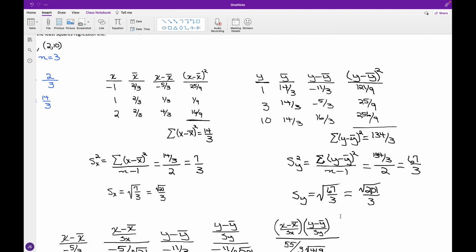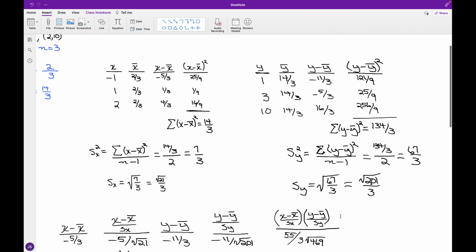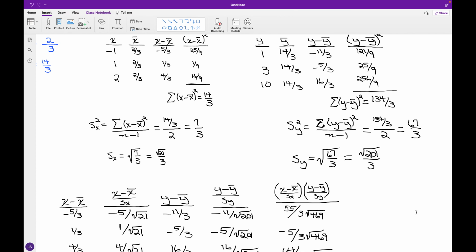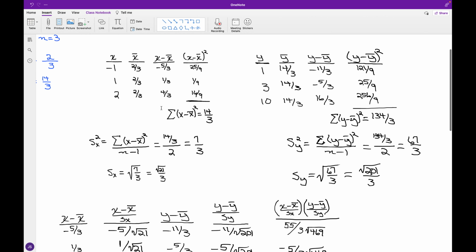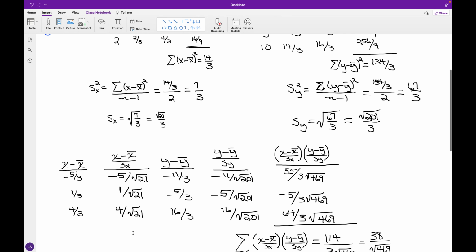Now, we're going to be looking at the involvement between the differences and the respective sample standard deviations. Again, we had x minus the mean, going back to what we had from earlier, as well as y minus the mean. So I'm going to put these column values back up, and I'm going to take each of the differences and divide by the corresponding sample standard deviation.